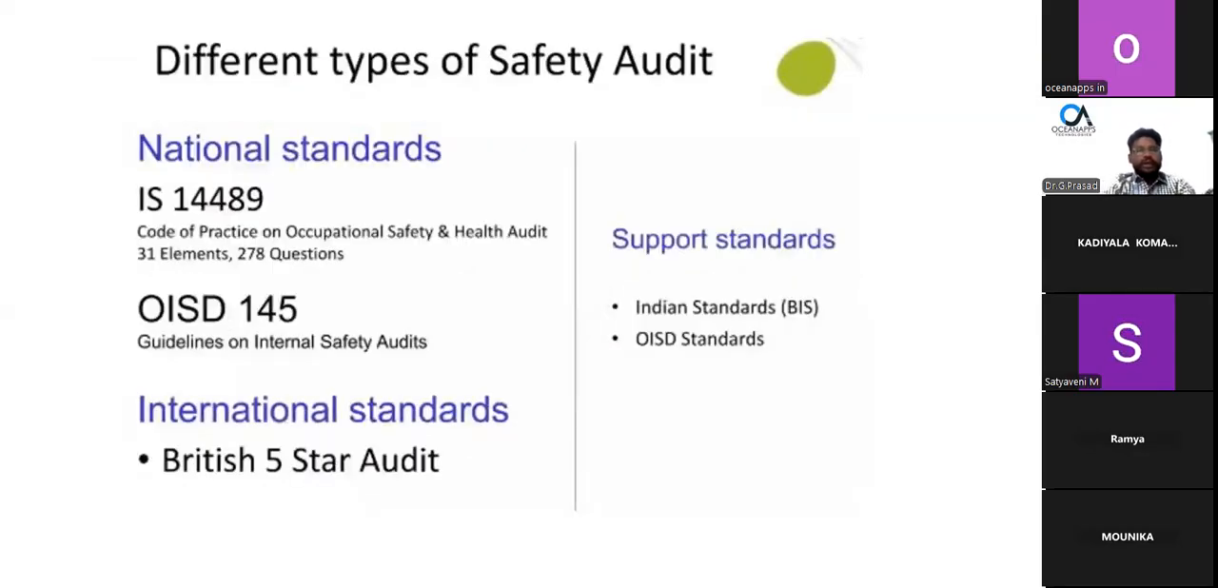There are different types of safety audit. What are the different types of audit? First one, as per national standards, IS 14489. This is regarding occupational safety and health audit, and in that audit we have 31 elements and 278 questions. This is one type of safety audit. The second one is OISD 145, which is about guidelines on internal safety audit. And the third one, under international standards, is called the British 5-star audit. For these, support standards include BIS, Indian standards, and OISD standards. These are all different types of safety audit.